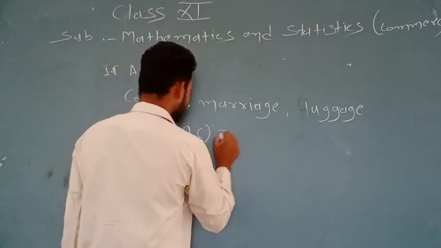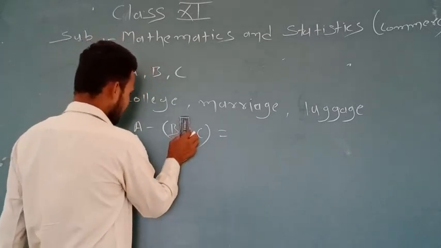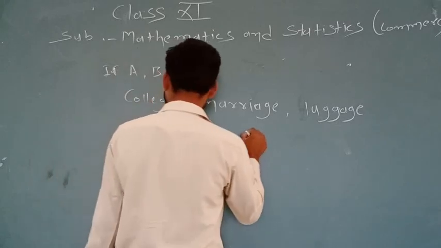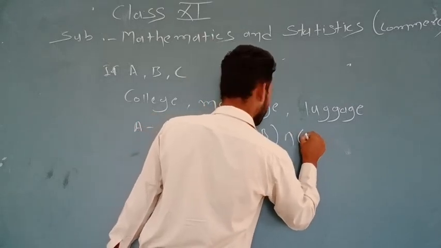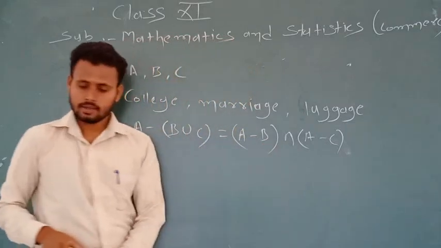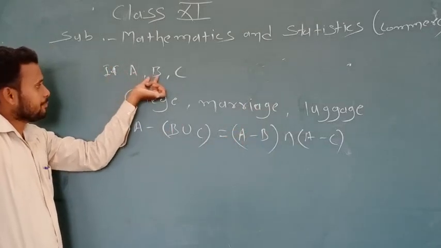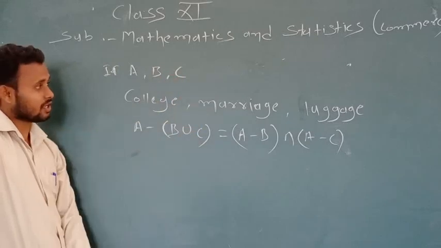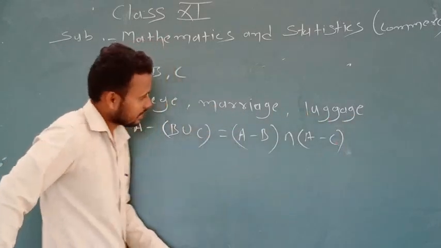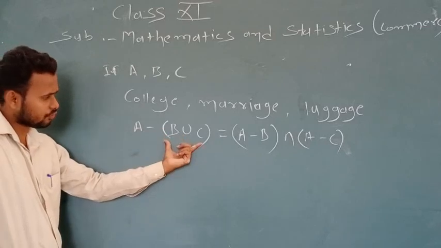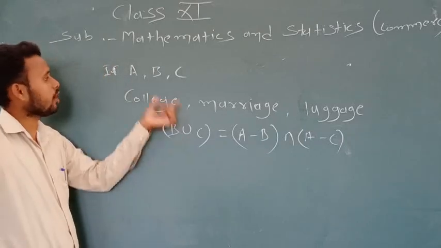A minus B intersection with C, then verify that A minus B union with C is equal to A minus B intersection with A minus C. Question: if A, B, C are the sets for the letters of the words college, marriage and luggage respectively, then verify that A minus B union with C is equal to A minus B intersection with A minus C. We have to verify these with the help of these three sets.